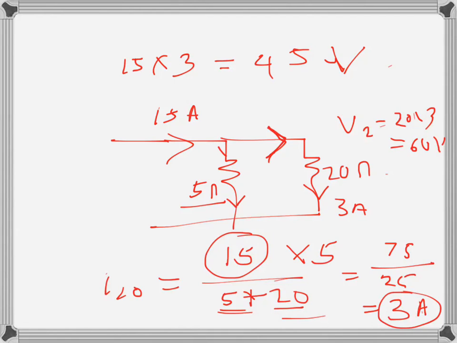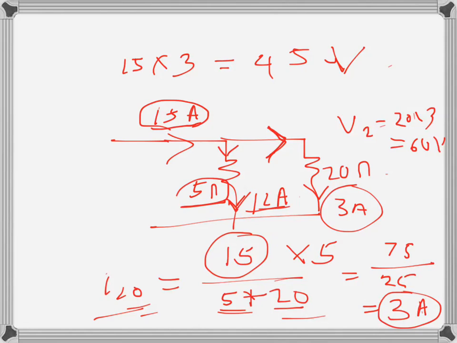And of course, for this current we don't need to use the formula, because the total current is 15 and this is 3, so this has to be 15 minus 3, 12 amperes. And 12 amps times 5 ohms is also 60 volts. So they should be the same, and that's what we are getting.